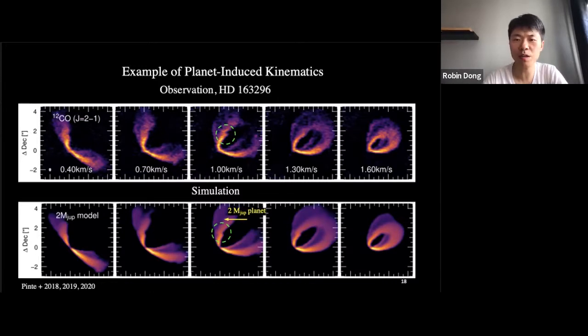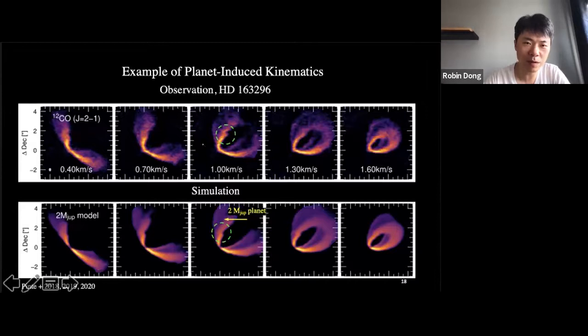Using this principle, each panel here traces the distribution of gas moving at a certain line of sight velocity with respect to the star. For example, in the first panel here, we're looking at emission from gas that is redshifted, so moving away from us at 0.4 kilometers per second. In the second panel, gas is moving at 0.7 kilometers per second, and so on and so forth. When there's no planet, the expectation from a simple Keplerian motion in channel maps is two pairs of smooth swings, as we see in the first two panels and the last two panels.